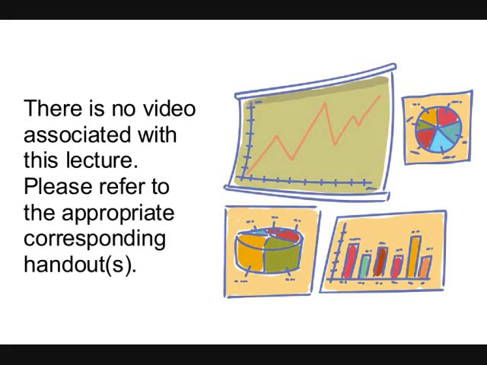Let's take a look now at the third example, where we have values of 20 for A1 and B1, values of 20 for A2 and B1, a value of 20 for A1 and B2, and a value of 40 for A2 and B2.